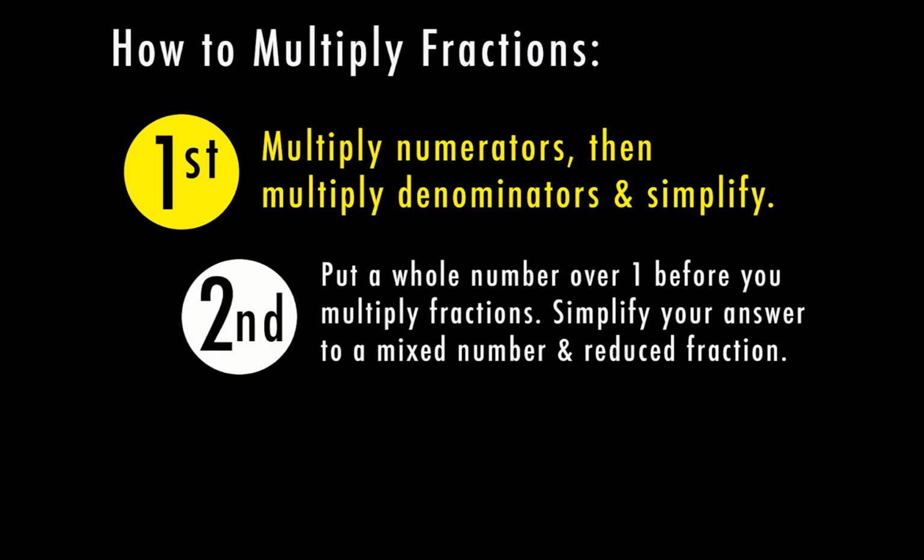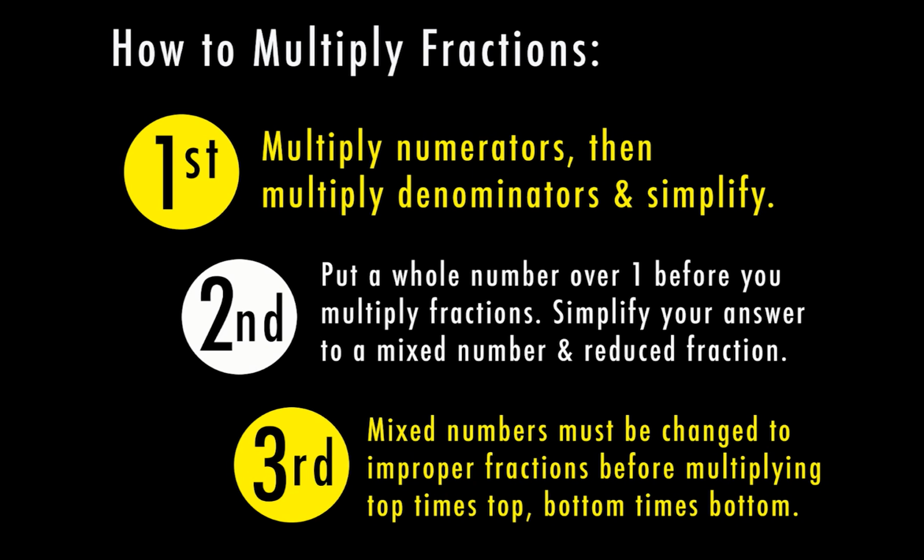Second, if I have a whole number in my problem, I'm going to put the whole number over 1 before I can multiply because I need to make it a fraction. Once you put it over 1, you're going to multiply straight across the top, straight across the bottom, then simplify your answer. If your answer is an improper fraction, you're going to have to change it to a mixed number, and you need to reduce.